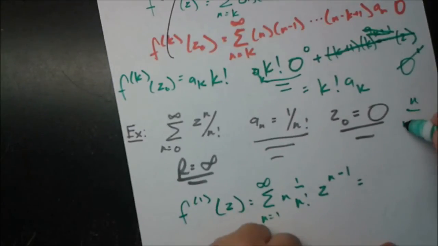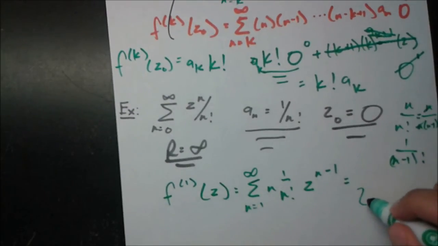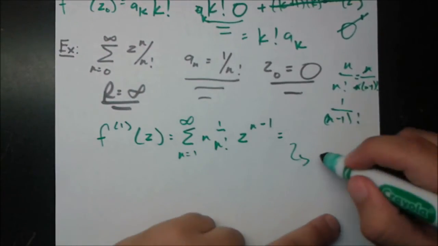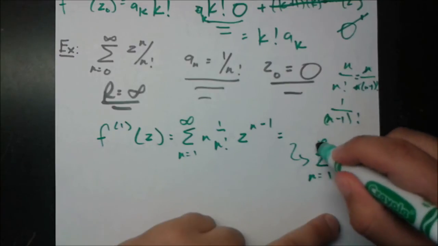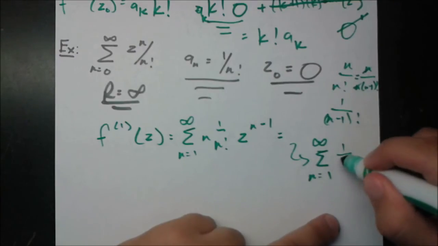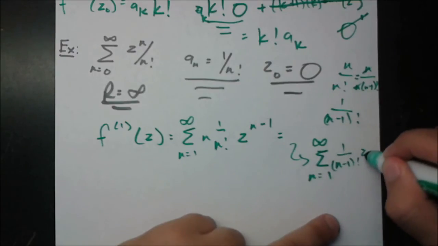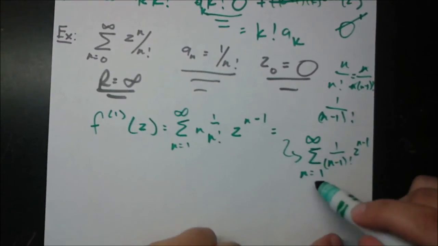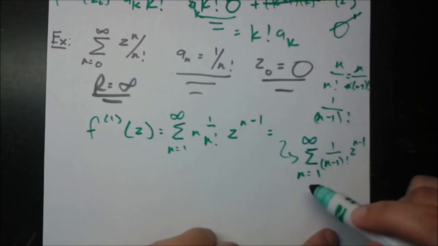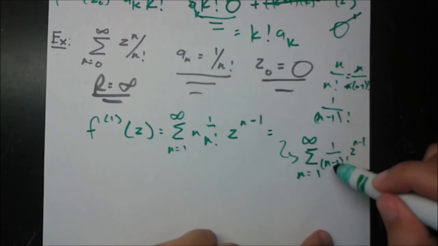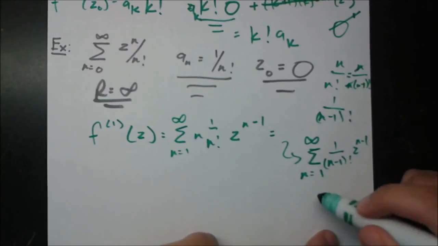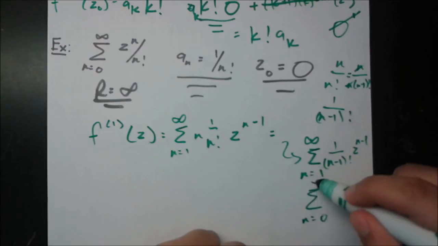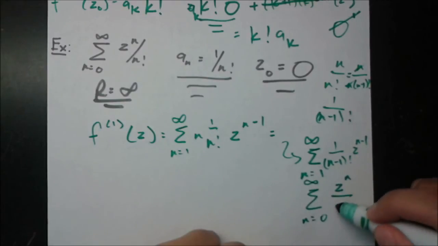Well, we have n over n factorial, which is n over n times (n minus 1) factorial. So that'll cancel, and we'll be left with 1 over (n minus 1) factorial. So after the dust clears, this is the sum from n equals 1 to infinity of z to the power of n minus 1 over (n minus 1) factorial. Since we're starting this series at 1, let's start it at 0 so that we can take this n minus 1 and put an n instead. So n equals 0 to infinity, z to the power of n over n factorial.